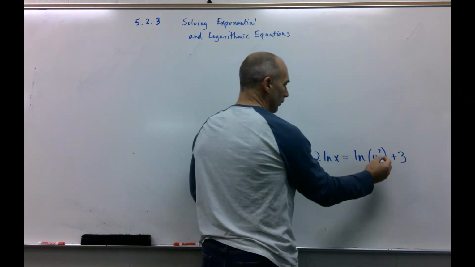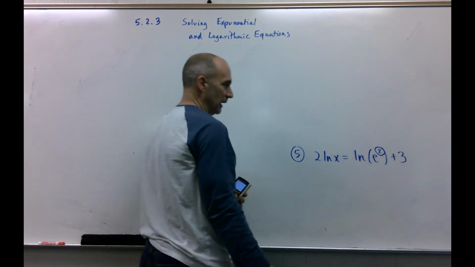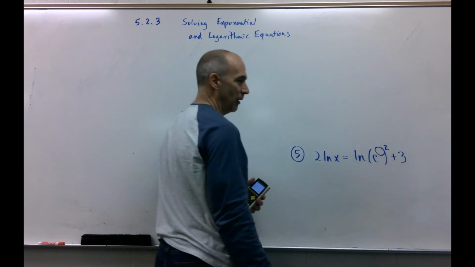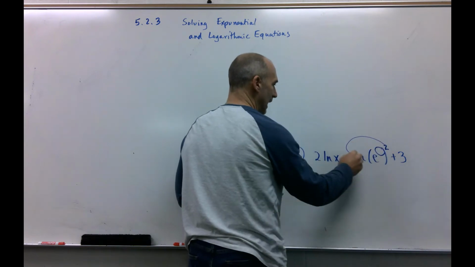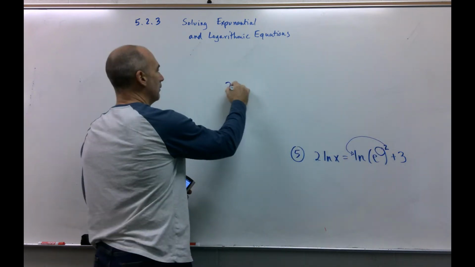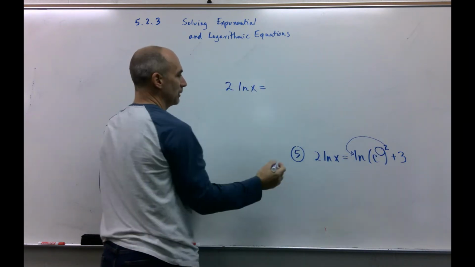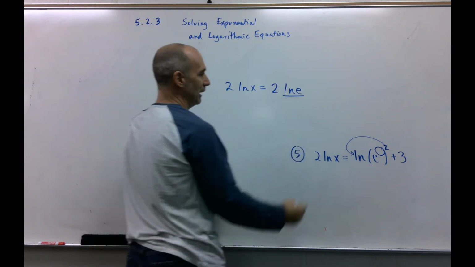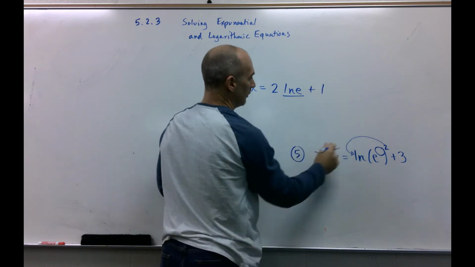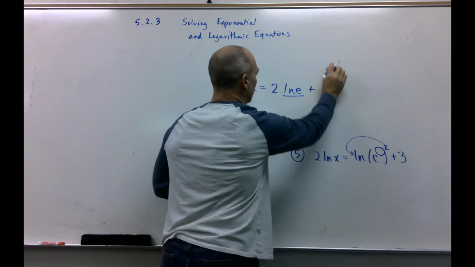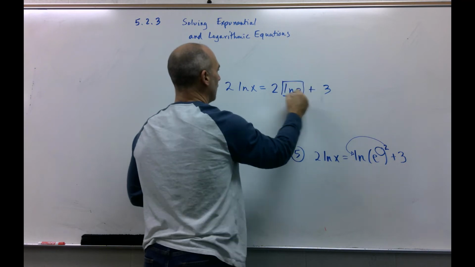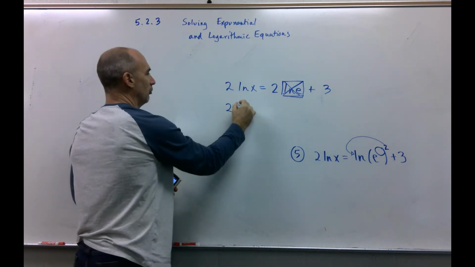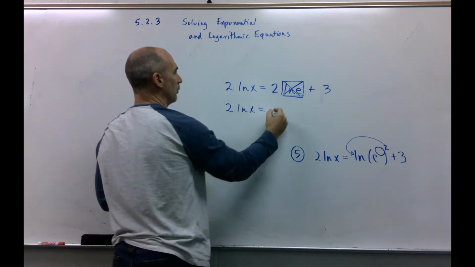Now, this is screaming out law 3. Remember, I could put it there if that's more comfortable for you, and then I can say, hey, I can bring it in the front. Now, why would I do that? Well, I showed you in a previous lesson that whenever ln e shows up, it equals 1. Oops, I meant to write a 3. So this is the same thing as 2 times 1, which is just 2. So I get 2 ln x equals 5.